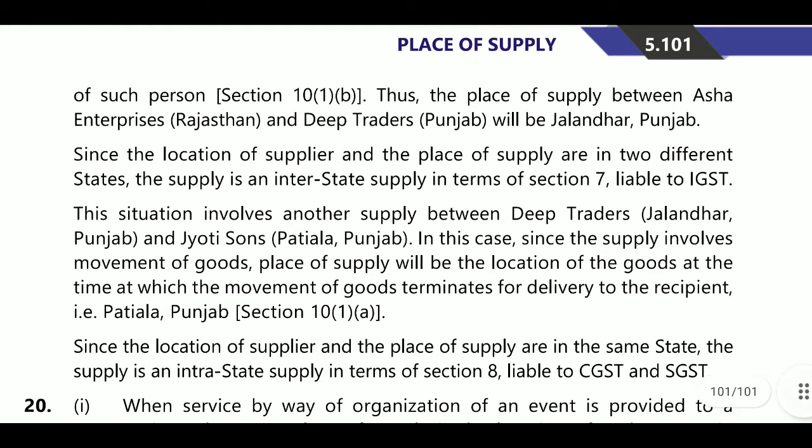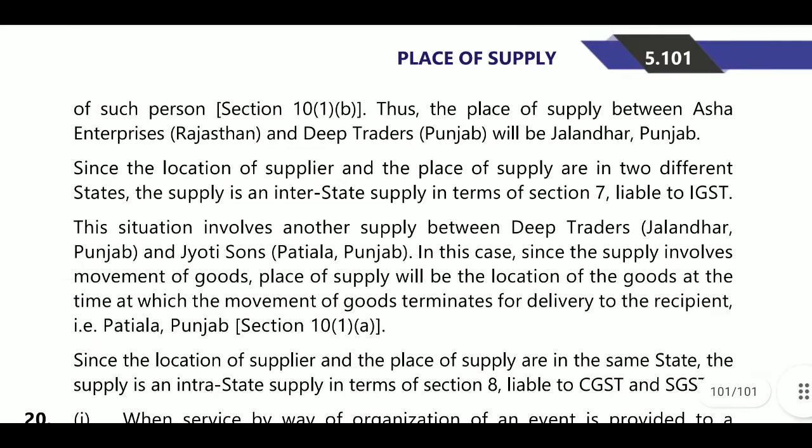Since the location of the supplier and the place of supply are in two different states, the supply is an interstate supply in terms of Section 7, liable to IGST. So IGST will be leviable. Here interstate supply will be applicable, where Deep Traders is at Jalandhar, Punjab, and the supplier is in Rajasthan.